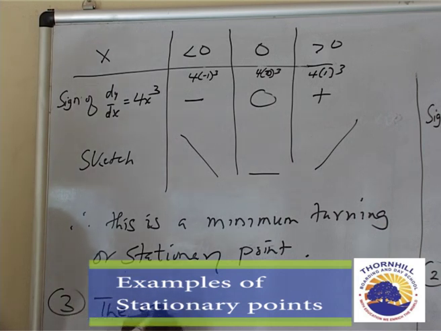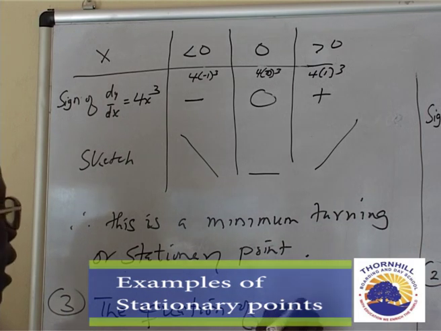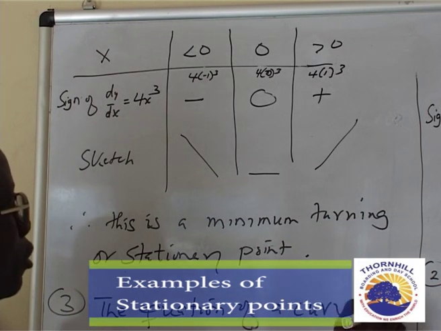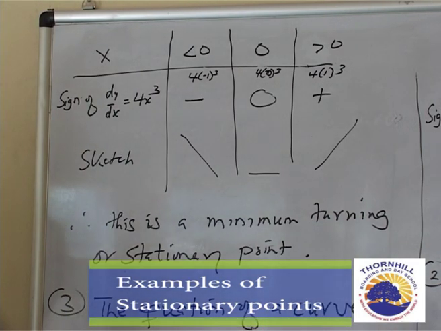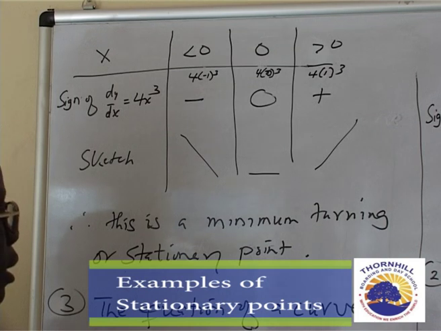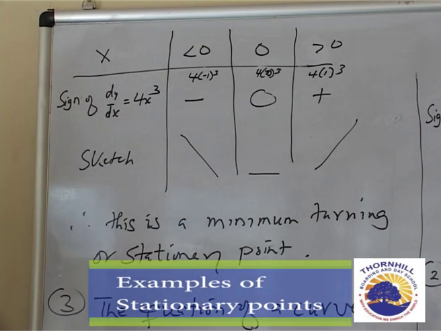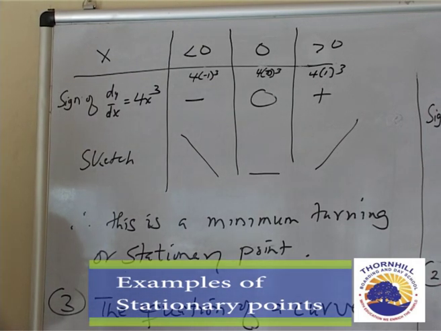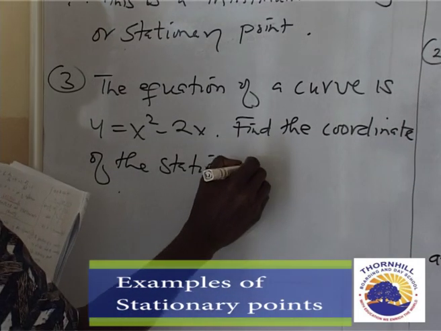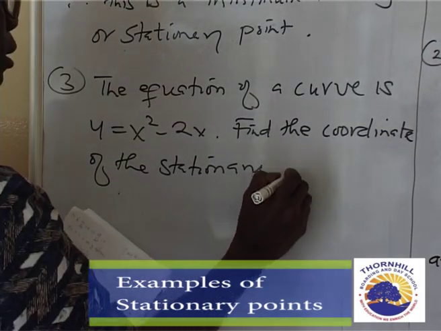The equation of a curve is y is equal to x squared minus 2x. Find the coordinates of the stationary point. There was something similar like this in 2016, which appeared.